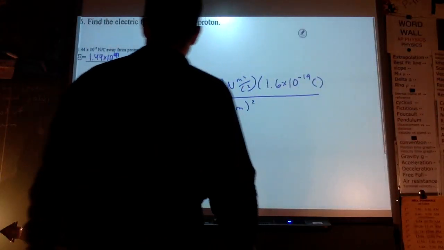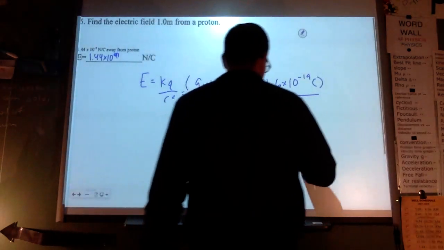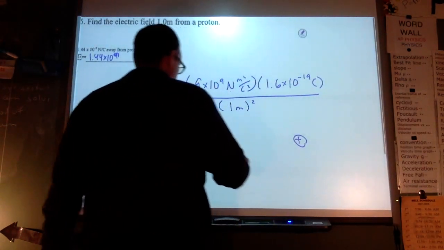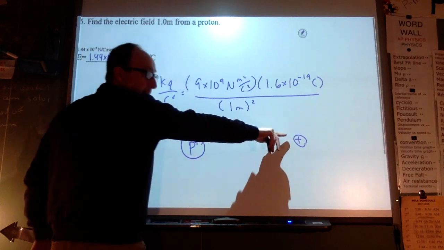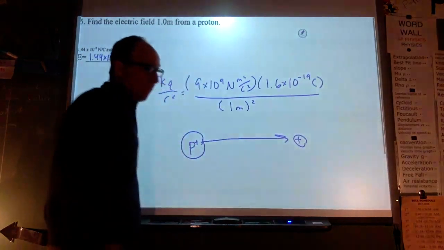Newtons per coulomb. And again, if we're saying that we have a proton that is positive, it would want to push this away. So the field is going to be going away from the proton.